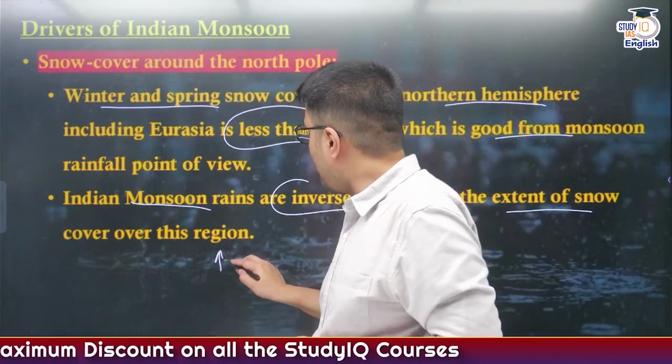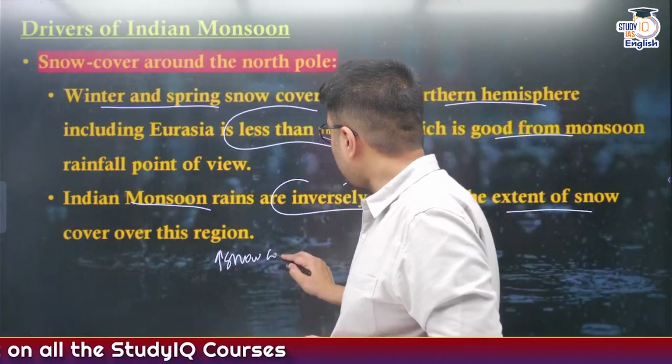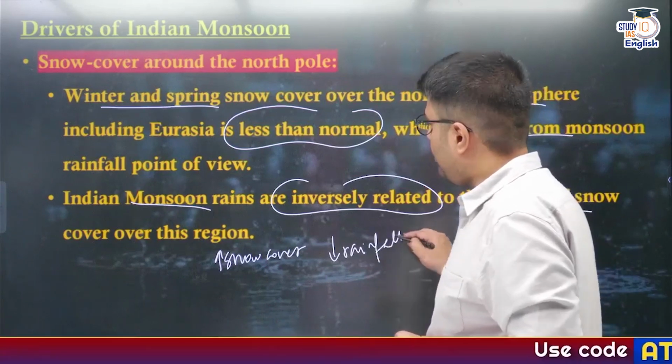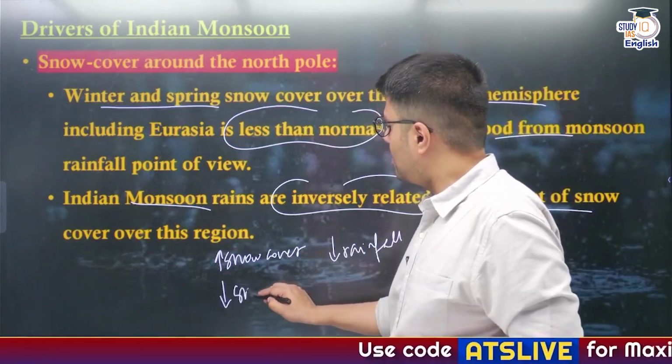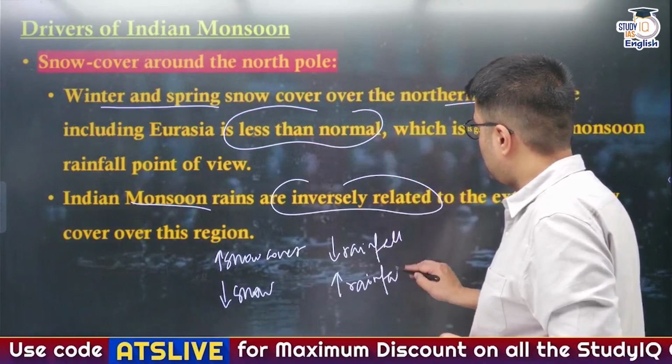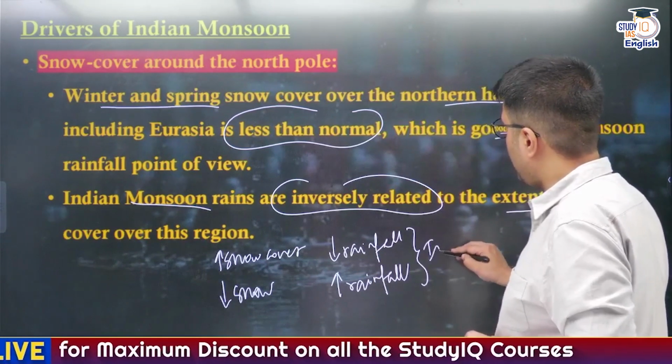So, if snow cover is more, then rainfall in India is less. Similarly, if snow cover is less, this means the rainfall in India will increase, right? Or it will be more than usual.